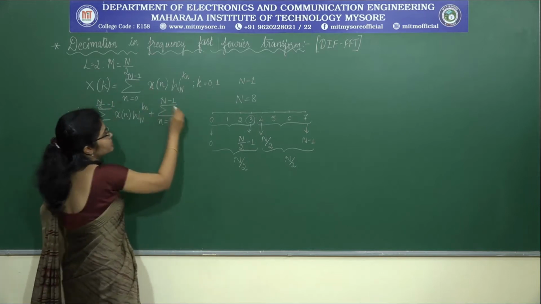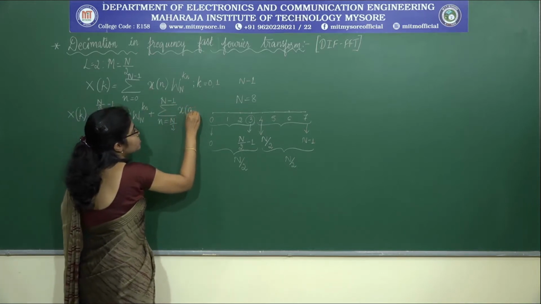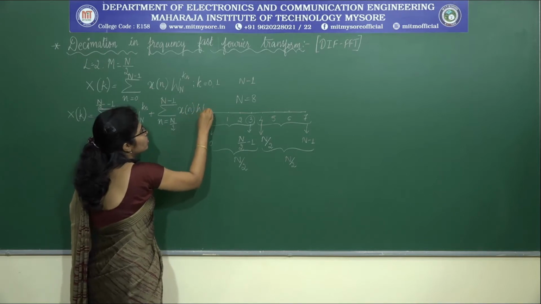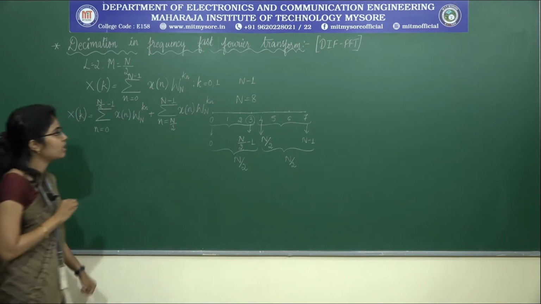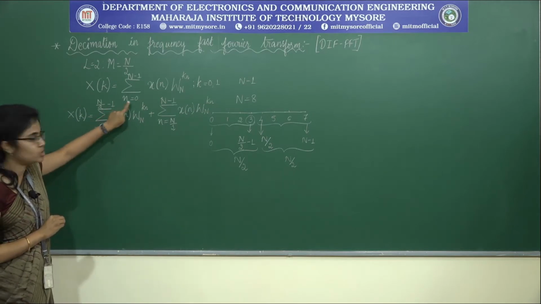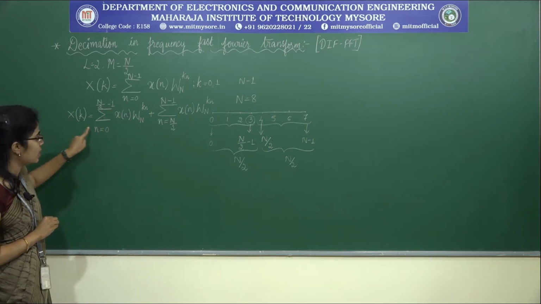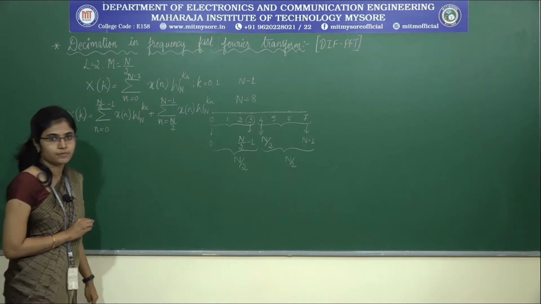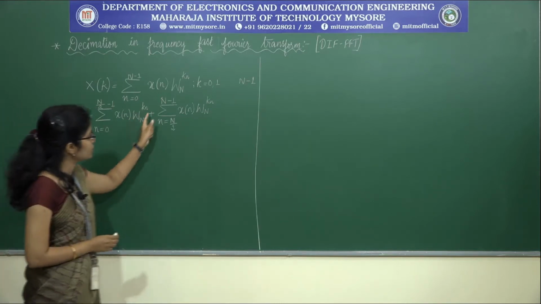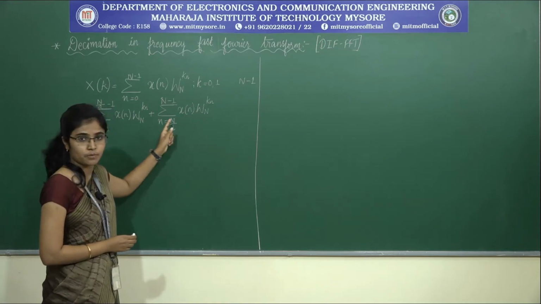Okay. Rest of the things remains as it is, that is x of n into omega N to the power of k. Hope it is clear how I divided this summation into two summations and how I took lower and upper limits for both the summations. Now let us concentrate on the second summation part.